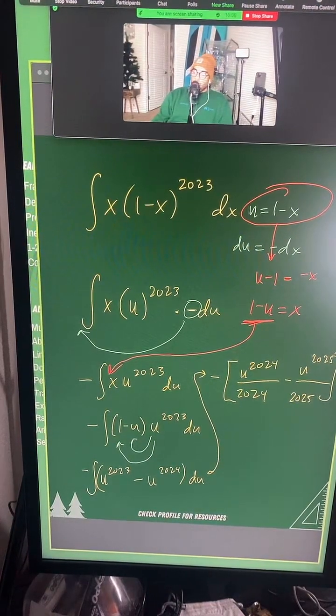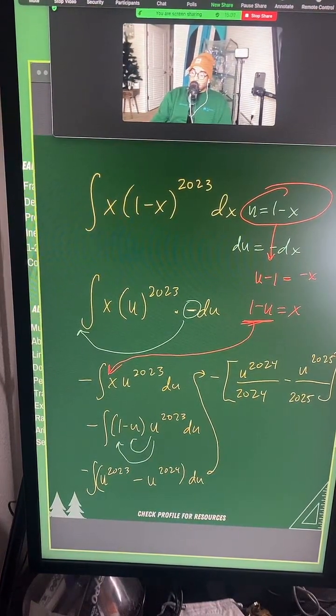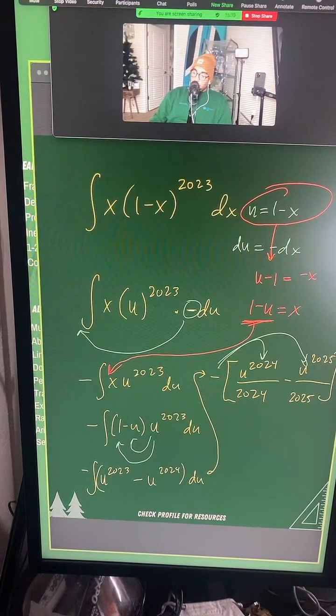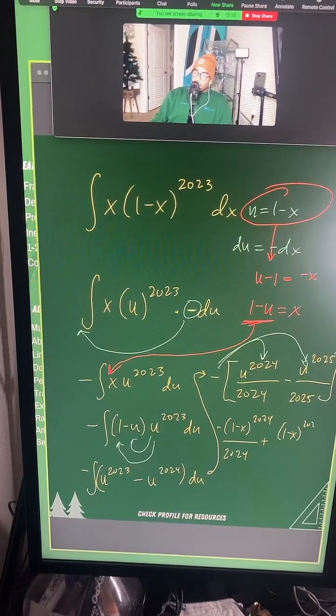Okay, let's distribute this negative sign. I'm going to do two things at the same time. I'm going to distribute the negative sign to both of these, and I'm just going to go ahead and plug in the 1 minus x back in for the u. So now I have negative (1 minus x) to the power of 2024 over 2024 plus (1 minus x) to the power of 2025 all over 2025, and then plus c.